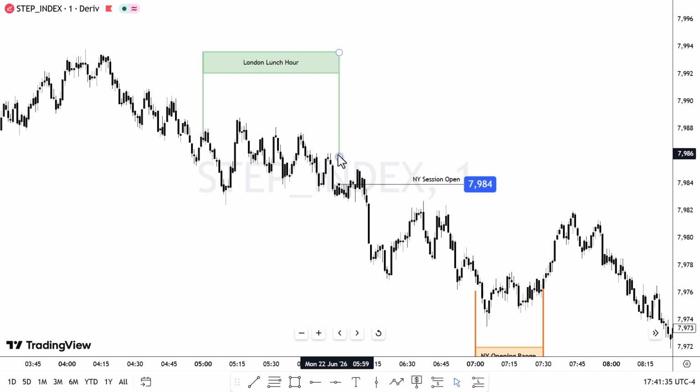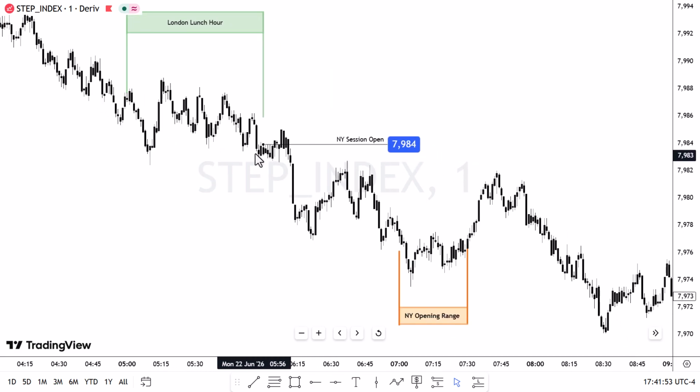After the lunch hour is done, we have what we call the New York session open. It opens at 6 o'clock. Now, in this 6 o'clock, remember that price action was consolidating in the London lunch. So the New York opening session, it is displacing, it prints this inefficiency. You can't miss it. It's huge. Even when I'm looking at the 1 minute time frame, it's huge.